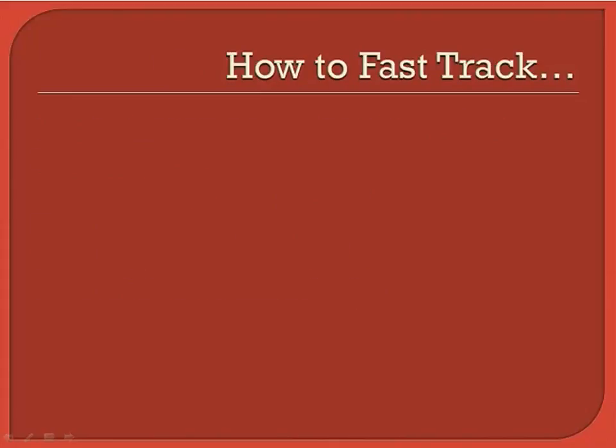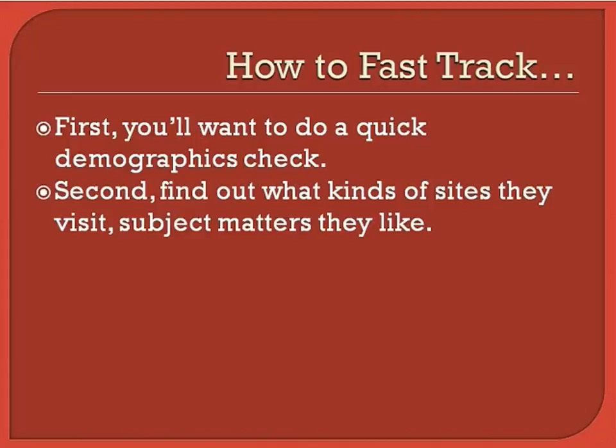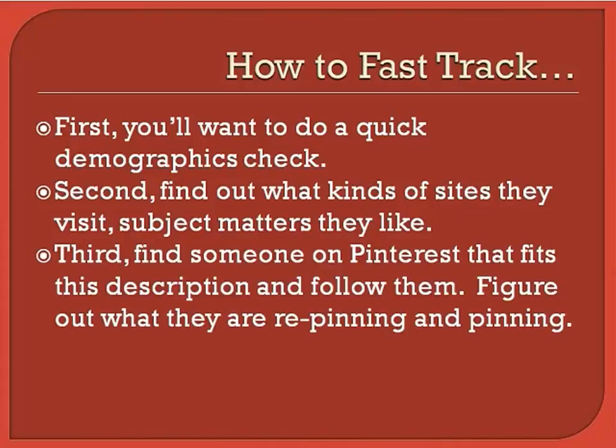So how to fast track? There's a 3-step process here. First, we're going to do a quick demographics check. Second, we're going to find out what kind of sites they visit, subject matters they like and dislike. And third, we're going to use that information and go on Pinterest, follow some people, and figure out what they are repinning and pinning so that we can apply what we know to attract that type of person. Make sense? Alright, so let me go ahead and show you how to do that.